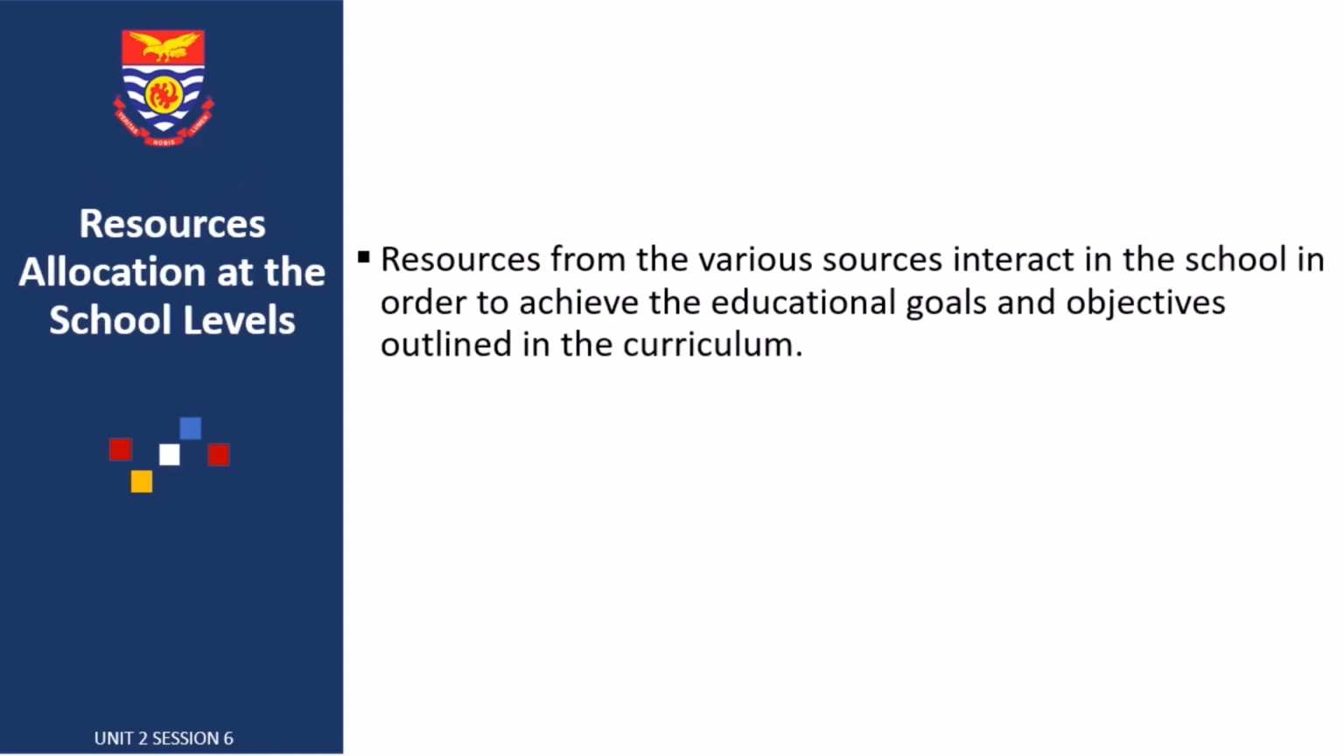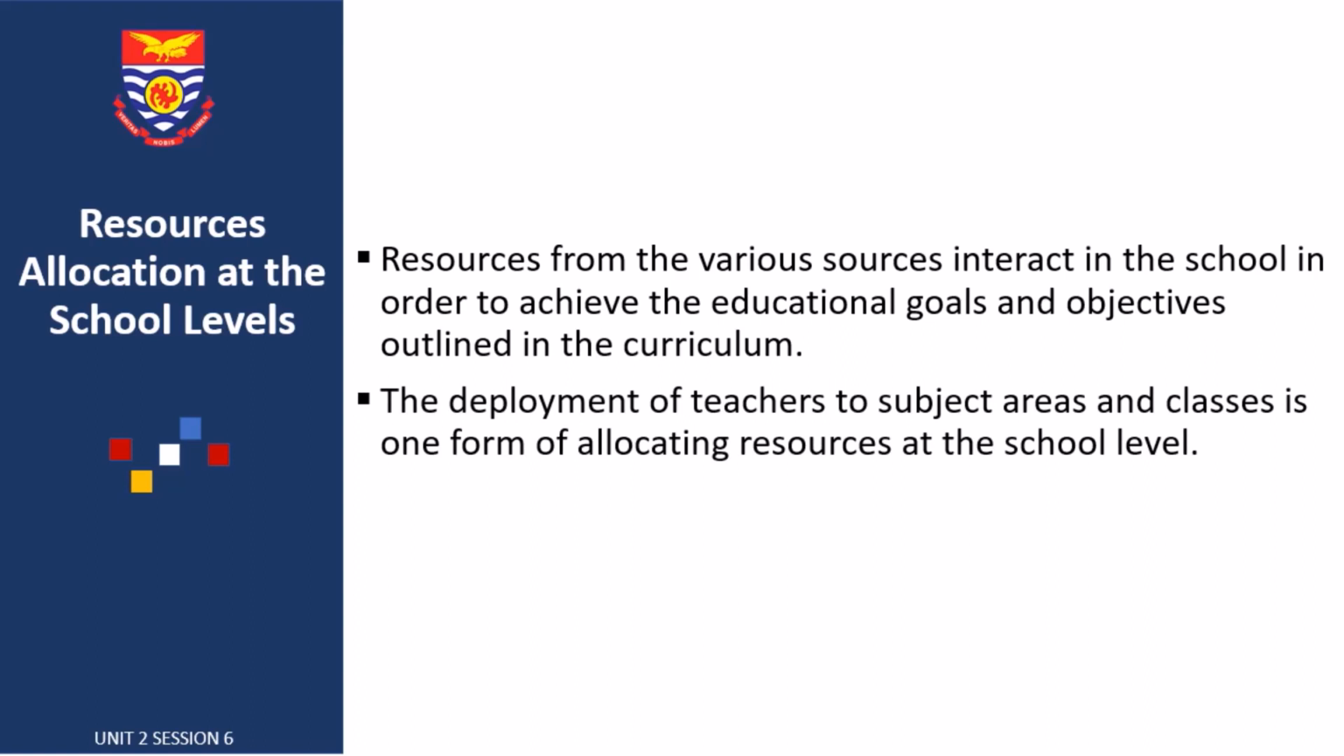Now, let's look at resource allocation at the school level. So we know that resources from various sources interact. And what are the sources? We mentioned the central government, the Ministry of Education, the school itself, the teachers, and parents. All these resources interact in the school in order to achieve educational goals and objectives as outlined in the curriculum. And so the deployment of teachers to subject areas and classes is one form of allocating resources at the school level.